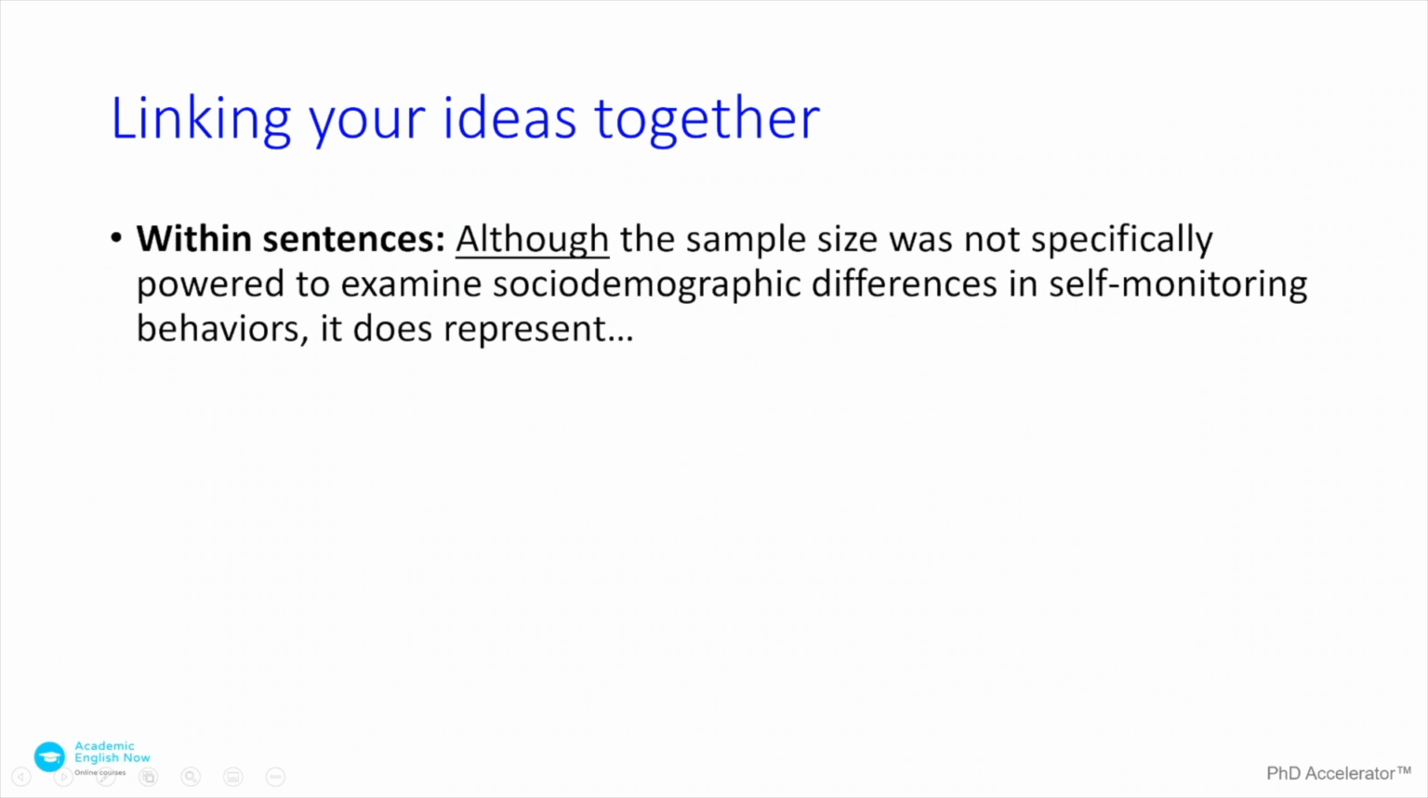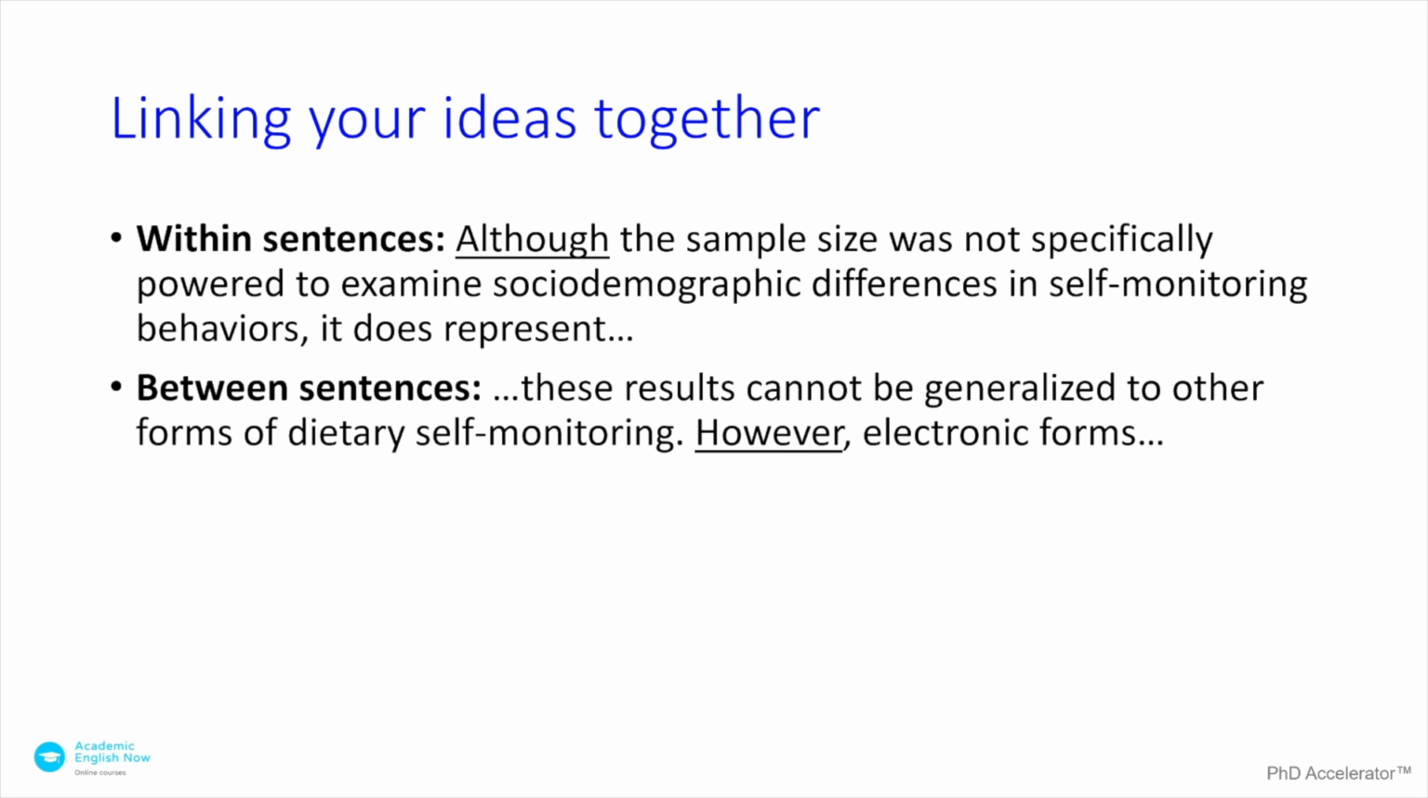Sorry about that. In self-monitoring behaviors, it does represent... So although is always used to show contrast in one sentence. You can't use although to show contrast with the previous sentence. It's always between two different ideas in one sentence. Remember that. How do you show, in this case, contrast between two sentences?